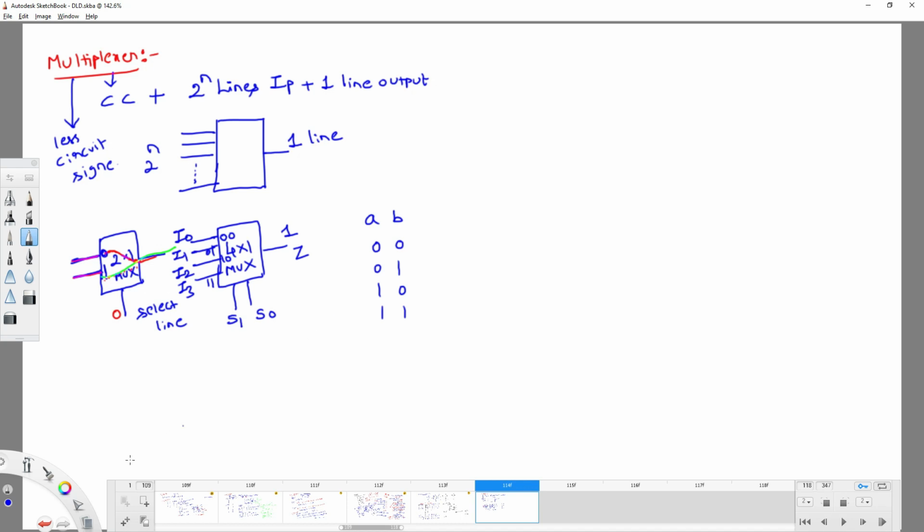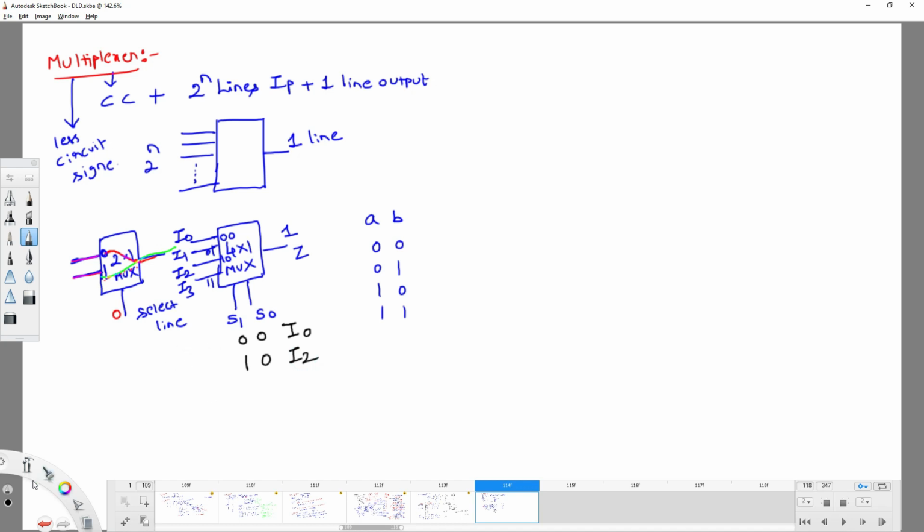Now, if my select inputs are 0 0, what output are you going to expect? I0. I am simply calling please come 0 0, and 0 0 is the name for I0. So that's why I get I0 as output. If I pass 1 0 as input, please come 1 0. What is the name given to 1 0? I2. So you are going to get the output as I2. Like this it works.